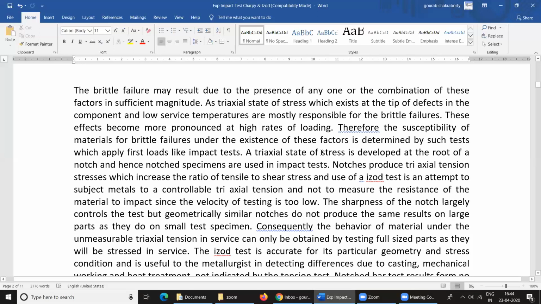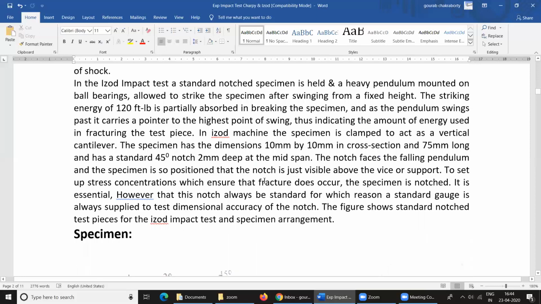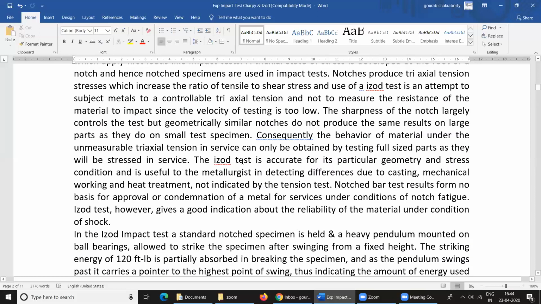The triaxial state of stress is developed at the root of the notch, and hence notched specimens are used in impact test. I have already shown you the specimen. The sharpness of the notch largely controls the test, but geometrically similar notches do not produce the same results on large parts as they do on small test specimens. Consequently, the behavior of the material under unmeasurable triaxial tension in service can only be obtained by testing full-sized parts that will be stressed in service.